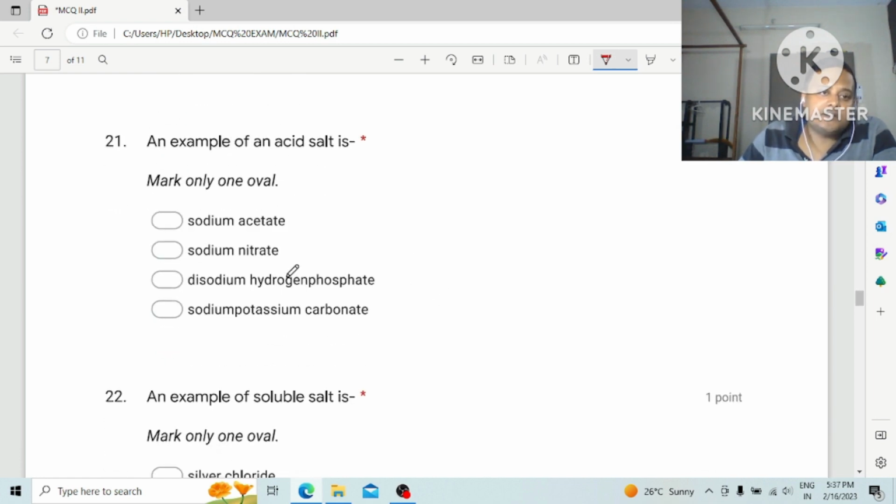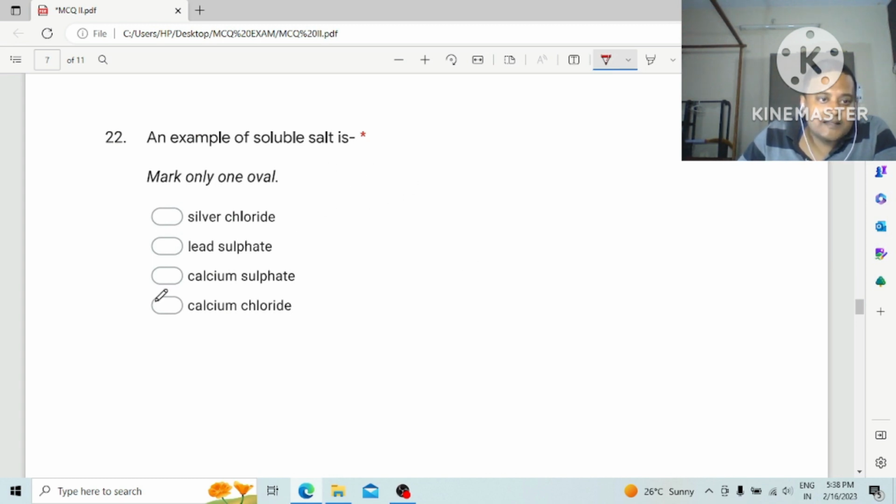Acid salt: just discuss replaceable hydrogen. So disodium hydrogen phosphate, Na2HPO4, is an acid salt. It is very easy to identify, having replaceable hydrogen. There are complex salt, acid salt, basic salt and addition salt. Try to remember these and their examples. Examples are very important. A few salts are given; identify and classify them. This type of question.